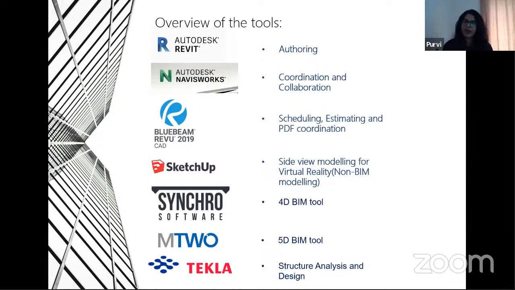Then you have the 5D tool, where you have the cost estimation, the scale and the quantity calculations, and everything that is done through the M2. And lastly, you have Tekla, where the structural analysis and design is done. So these are just a few tools that fall under BIM. But if you go to see, there are actually huge lists of tools that come under BIM. But these are the things that you can start with.